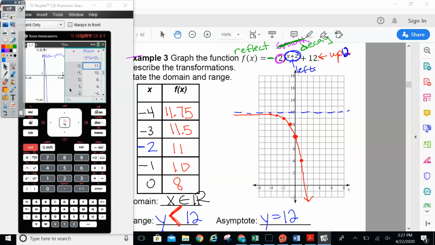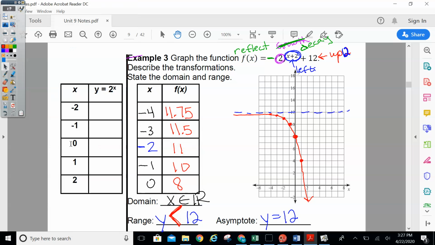Okay, and again, we'll come back and do the table to see how to get these points by hand. But right now, the important part are the transformations and you being able to say if it's growth or decay.